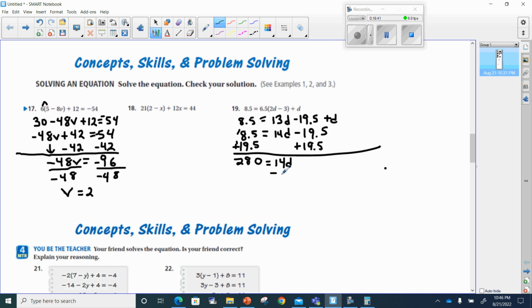Now I'm going to divide 14 away to get d by itself, which means I have to divide 28 by 14. I know it looks like 280, but remember, there's a decimal there. So in all actuality, we can take this 0 and totally get rid of it. And 28 divided by 14 is 2. So d is 2. All right, let's move on.